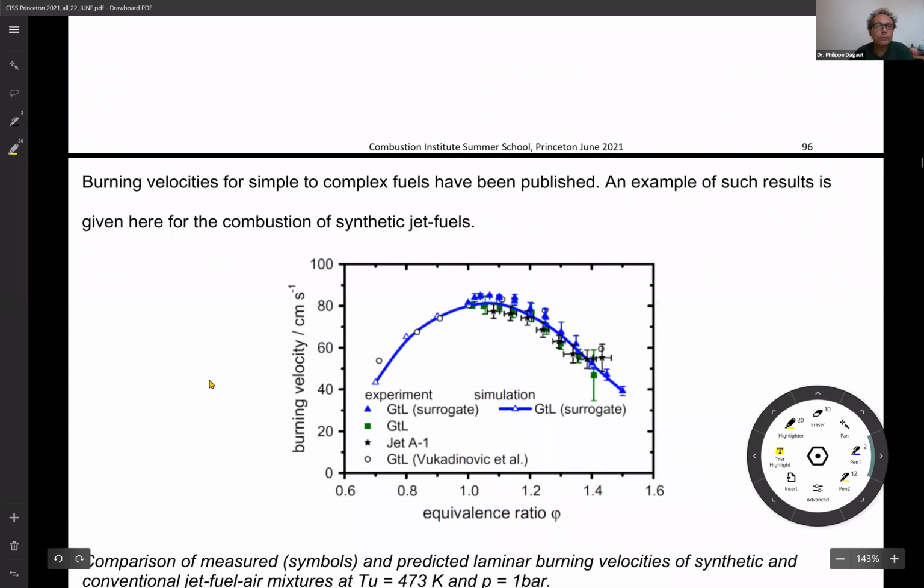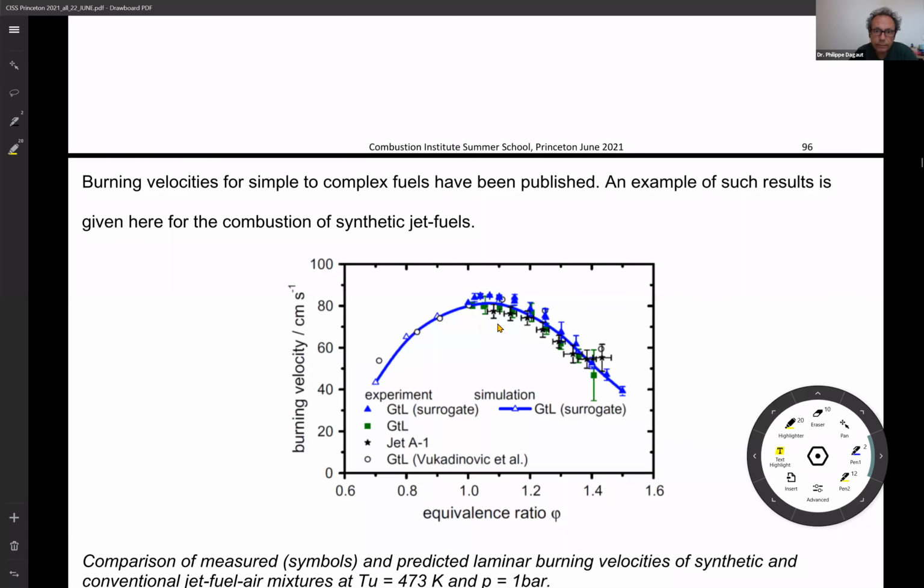And burning velocities, I mentioned before, have been obtained for fuel as simple as hydrogen, but also for practical fuels. And this is an example of results obtained for the combustion of synthetic jet fuels. And jet fuel, so jet A1, we have these measurements here. We have also real GTL, GTL surrogate for the simulation, and GTL surrogate for the experiments. And all the data obtained with a different GTL sample.